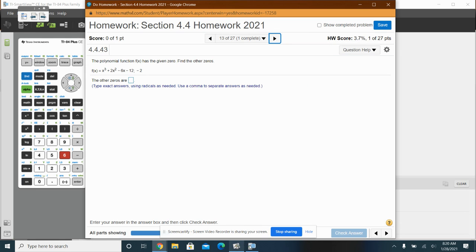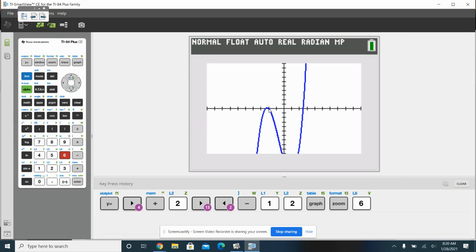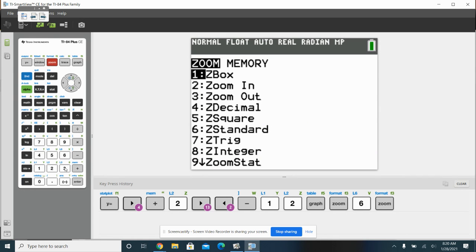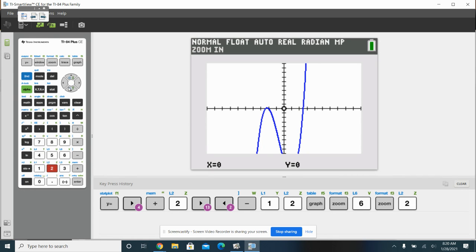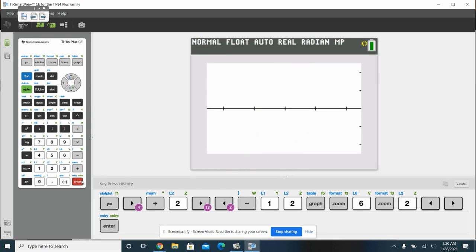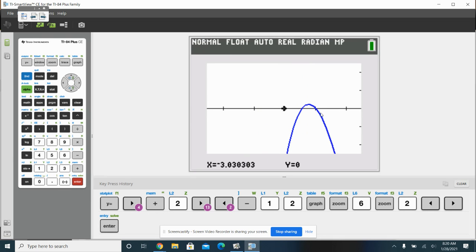Negative 2. There, there's the negative 2. So it looks like that is going above there, and I could verify that if I needed to. If I go over here and zoom in, yeah, you could see it goes up. So this looks like an in-between guy.